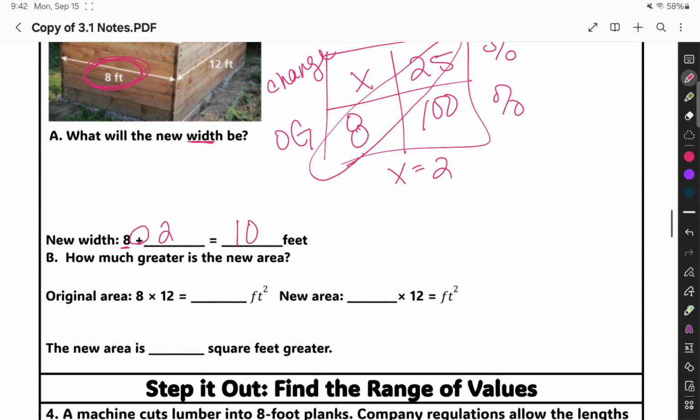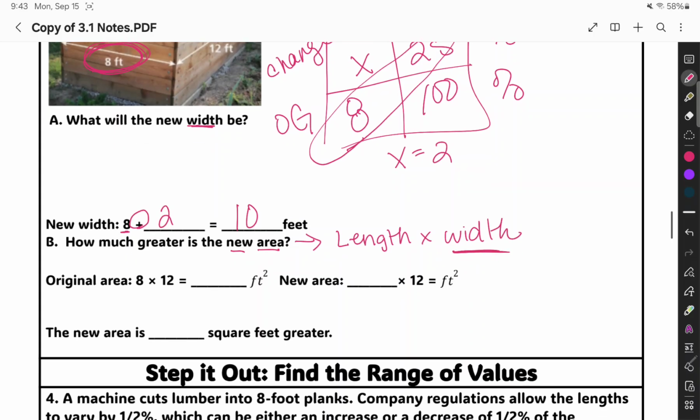So here in part B it says how much greater is the new area. So remember, area of a rectangle is length times the width. Now our length didn't change, but our width did change. So we can just use the information that we have now found, whereas the original was 8 by 12, which will give us 96 feet squared.